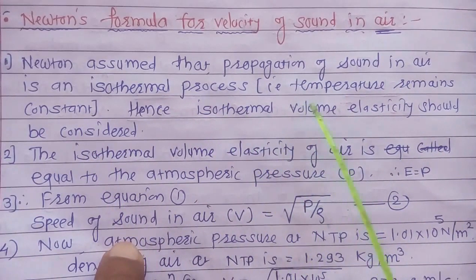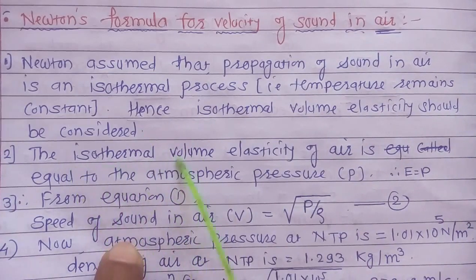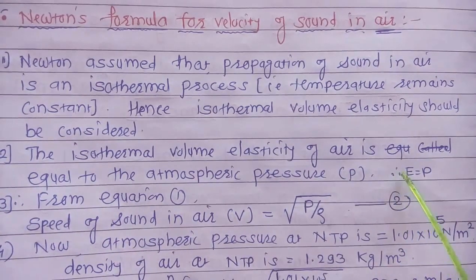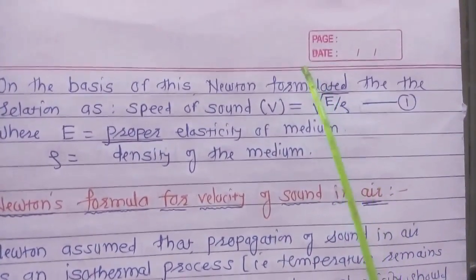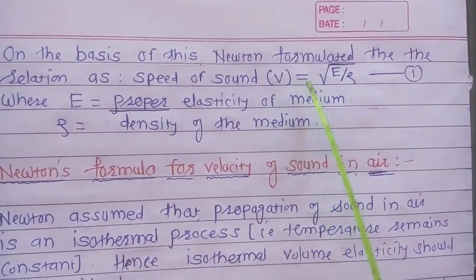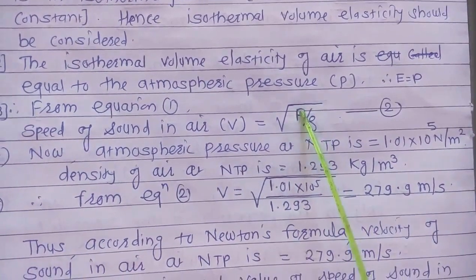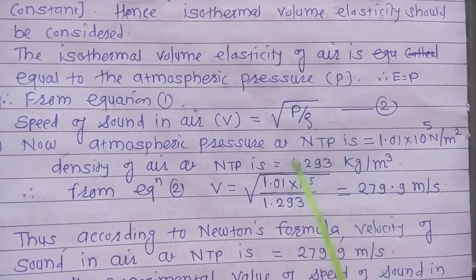Hence, the isothermal volume elasticity should be considered. The isothermal volume elasticity of air is equal to atmospheric pressure P, and therefore we take E equal to P, and therefore equation 1 becomes v equal to square root of P upon rho, where P is the atmospheric pressure and rho is the density of air.